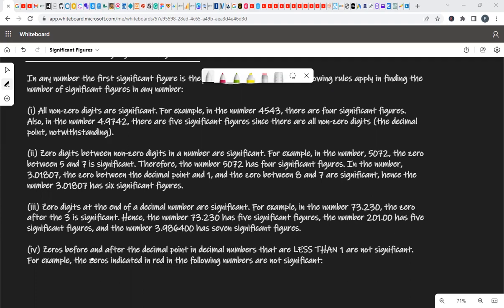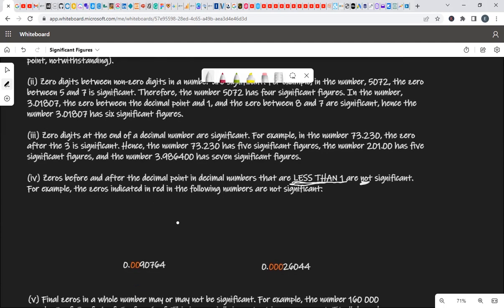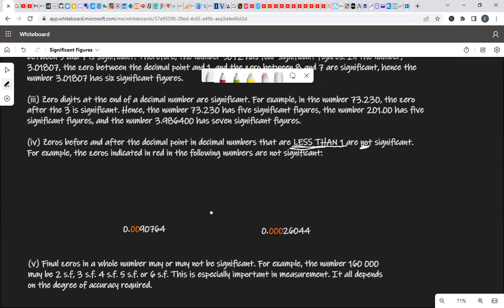And lastly, zeros before and after the decimal point in a decimal number less than 1. You can see I wrote this in capital. For a number that is less than 1, the zeros before and after the decimal point are not significant. They are not significant. For example, the zeros indicated in red in the following numbers are not significant. These are not significant. These are not significant. And the zero before is also not significant.